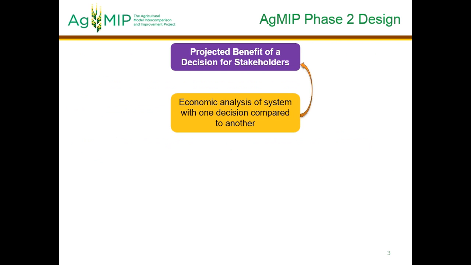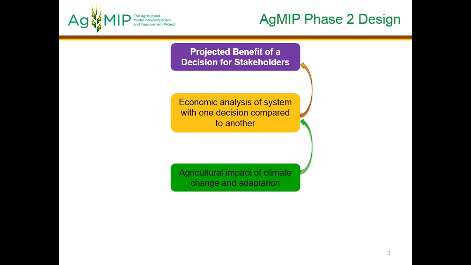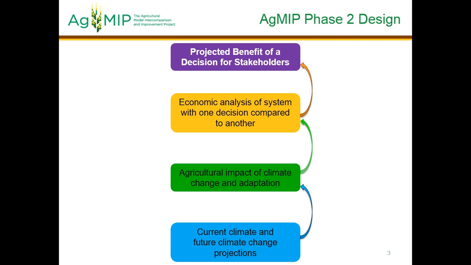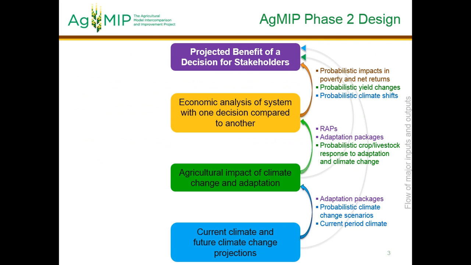So the design of Phase 2 is also going to be slightly different from Phase 1 in the sense that it really begins with this projected benefit of a decision for stakeholders. So we've designed this project to be oriented around stakeholders having questions about what the future will look like and wondering how actions they take today will create a more resilient future. So our goal of our project is to understand the projected benefit of a decision for stakeholders. To understand that, we often have to begin with economic analysis because this tells us the units of currency and the decision making is often done on an economic basis.